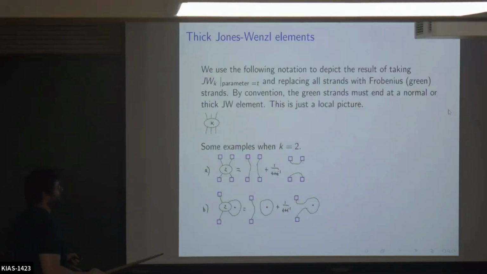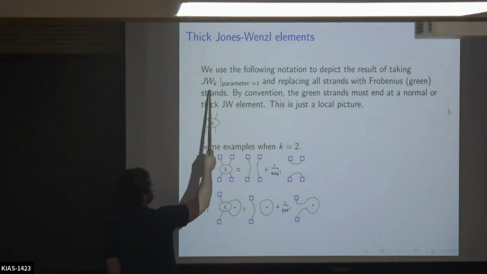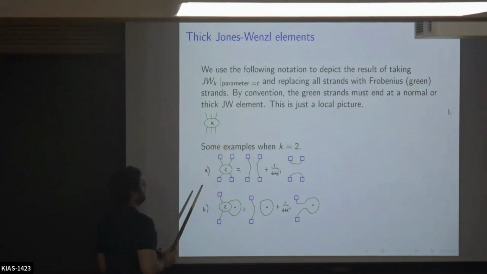So in that situation, we want to think of taking a Jones-Wenzl projector and then applying the Frobenius homomorphism to that. And so we just want to view it as Jones-Wenzl K, but all of those strands are green. So you take Jones-Wenzl K, where you're originally at the parameter T, so K equals T, which is 1 or minus 1, and then you apply the Frobenius homomorphism to that.